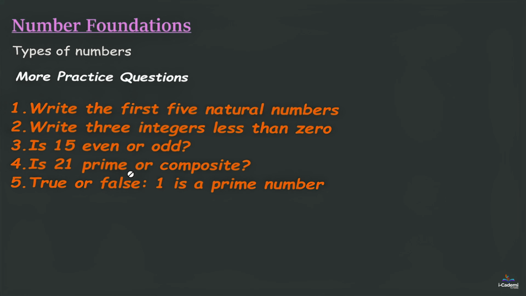Question 4. Is 21 a prime or a composite number? To find out, we check for factors. Besides 1 and 21, does anything else go into 21 without any remainders? Question 5. True or false? Is 1 a prime number? This is a tricky one. Recall our special exception. A prime number must have exactly 2 factors.